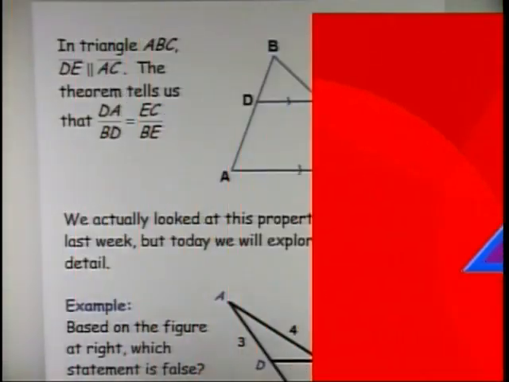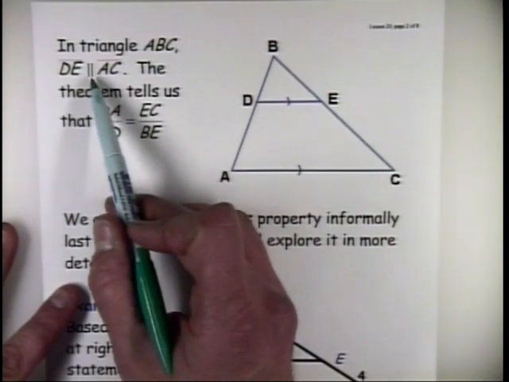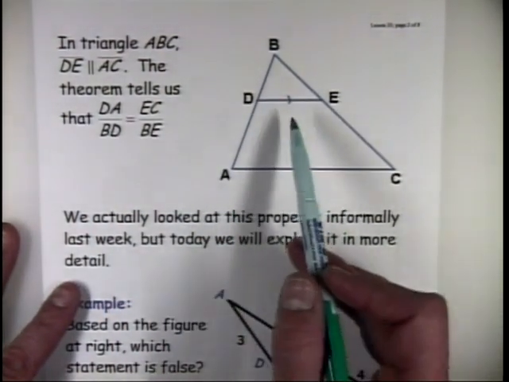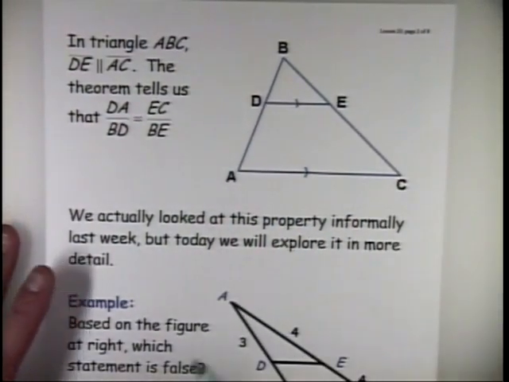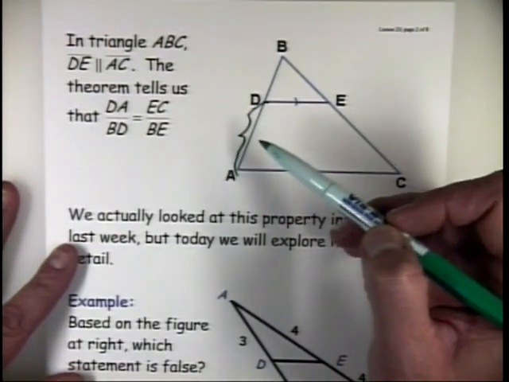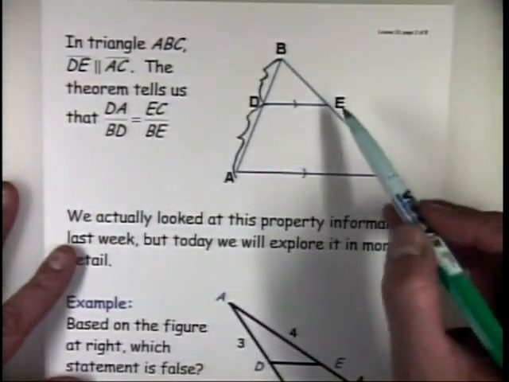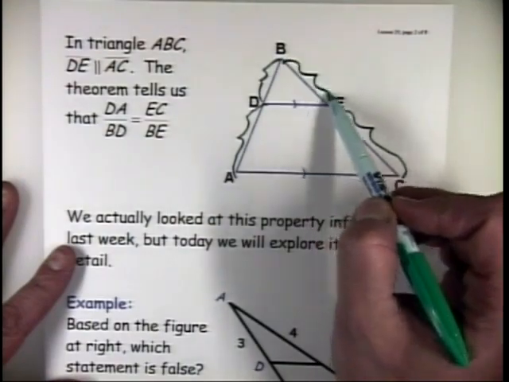All right, putting that theorem into the context of a diagram here. We have a triangle ABC, and we're given that segment DE is parallel to AC. And you can tell that's the symbol for parallel. We can also tell from the diagram because it has the two arrows on it. So these are parallel lines. Well, what the theorem tells us then is that segment DA, this one here, is to segment BD, as segment EC, this one here, is to segment BE.